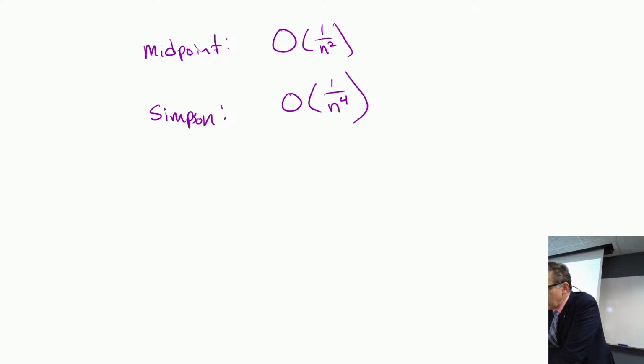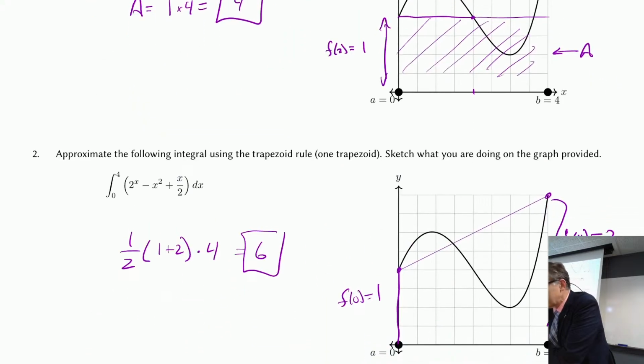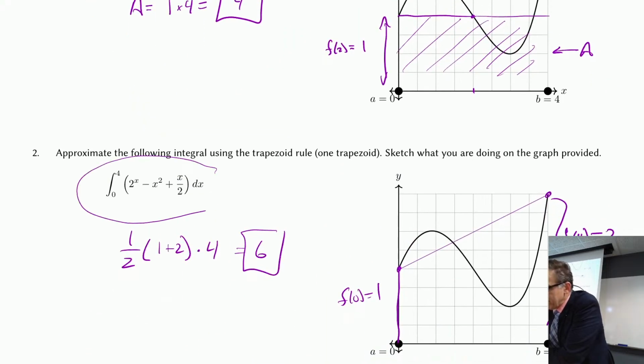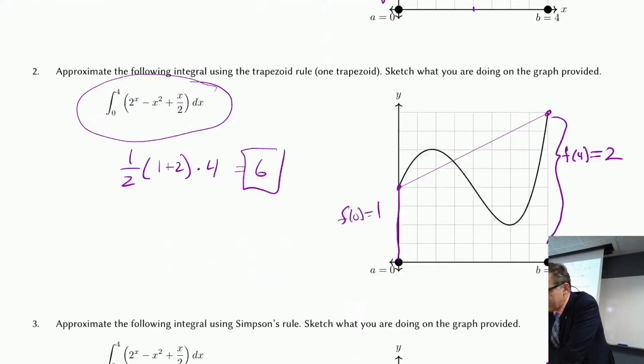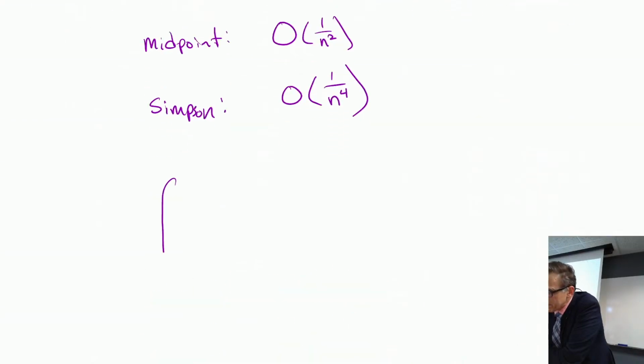So let's go back to the problem up here. So the one on your quiz, or this sort of quiz, this one right here. I want to know how many iterations do I need to make? How many subintervals? What should n be to guarantee that I'm going to be, can I predict that sort of thing? So let me rewrite that integral down here. 0 to 4, 2 to the x minus x to the second plus x over 2.